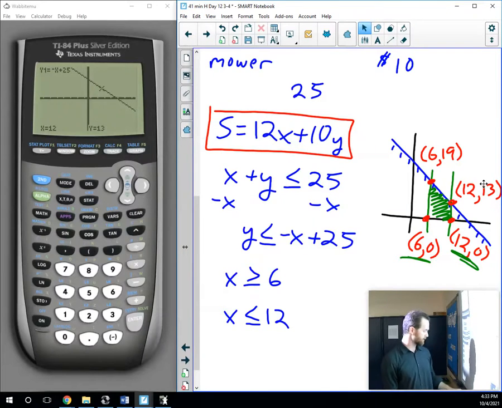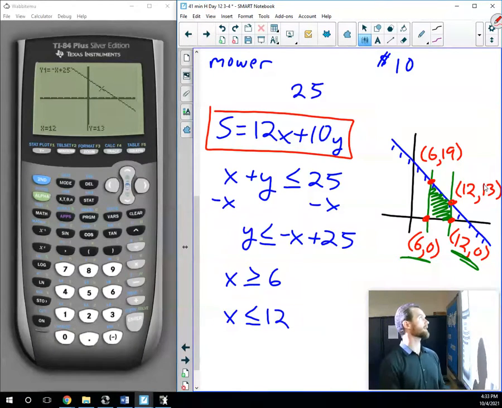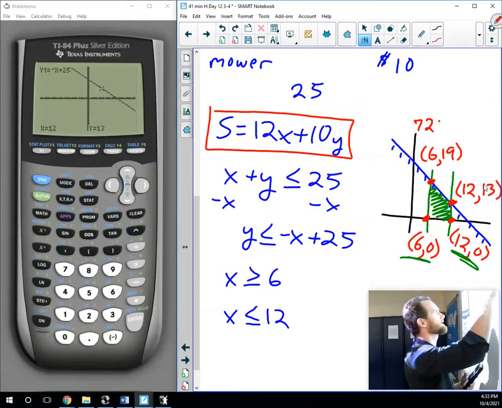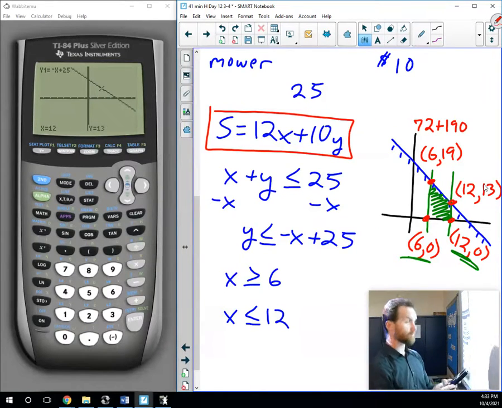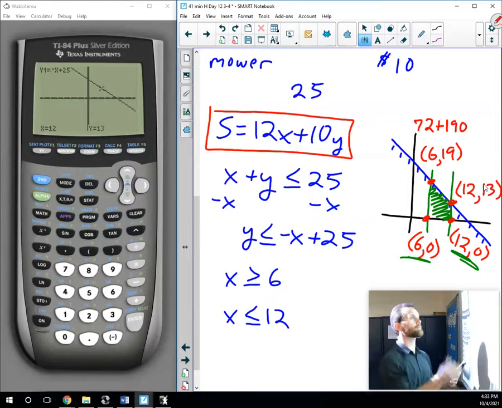So (6, 19), let's plug that in. So 12 times 6 is 72. It's been a long day, I'm double checking myself. 12 times 6, yeah, 72. Plus 19, well, 19 times 10 is just 190. So 72 plus 190 is 262. Yep, 262.